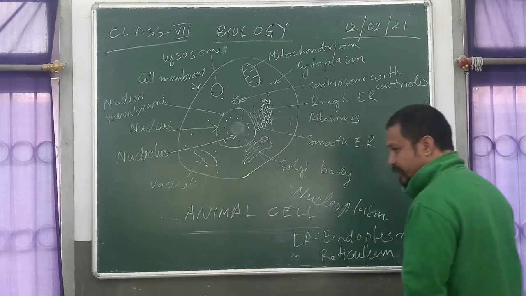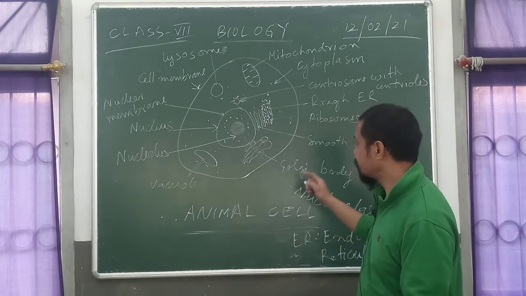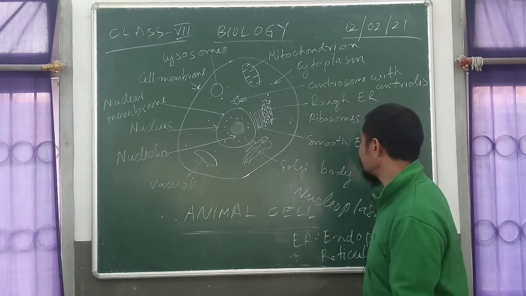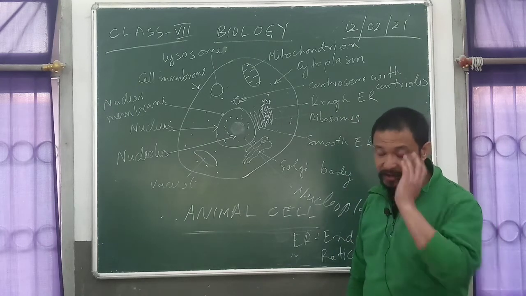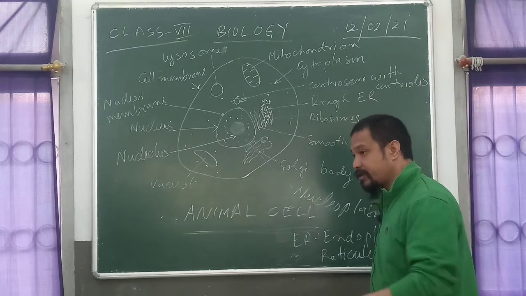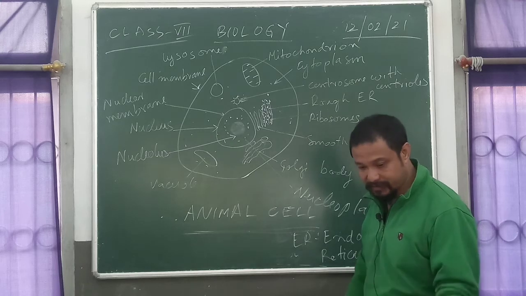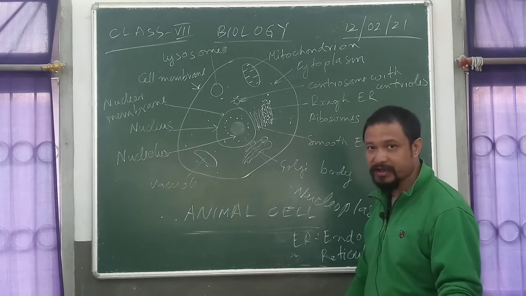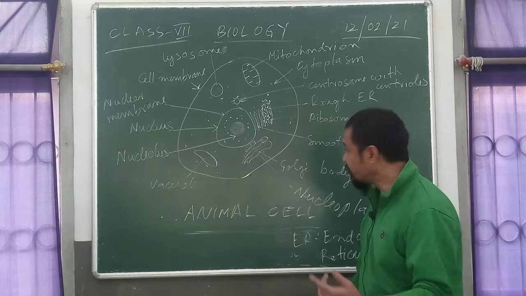Now, what we have in the animal cell which is not present in the plant cell is the centrosome with centrioles. Centrosome and centrioles are involved with cell division. I'll be getting to that later on, because in the chapter on plant cell and animal cell, cell division is important, so they are concerned with that.